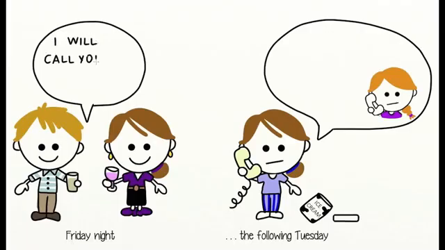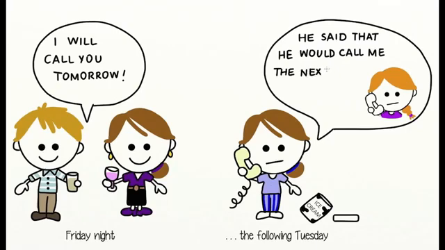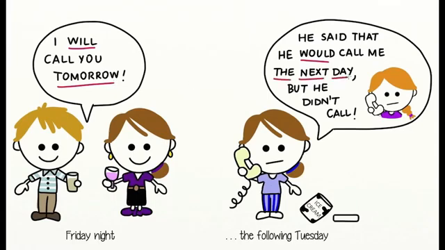For example, the boy says to the girl, "I will call you tomorrow." The girl tells her friend, "He said that he would call me the next day, but he didn't call." Notice will changes to would and tomorrow changes to the next day.